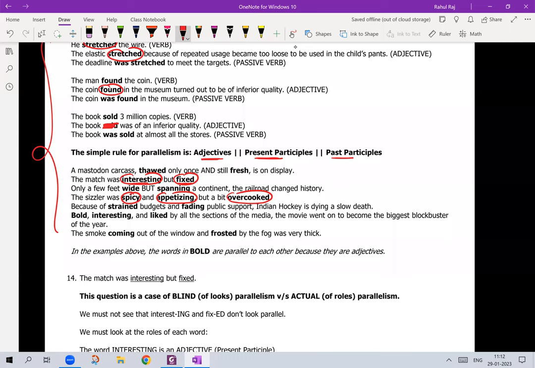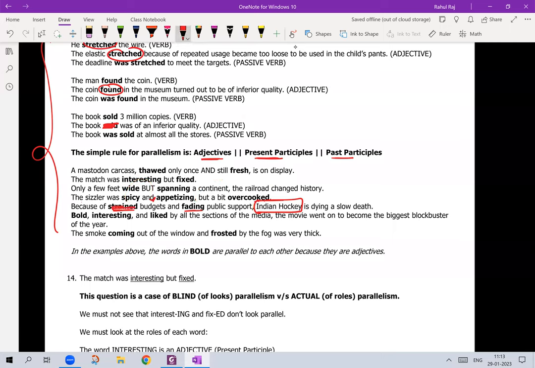Now see here: because of strained budgets, an adjective for budgets, fading public support, an adjective for public support, Indian hockey is dying a slow death. In this case also, Apurva, everything is going back to Indian hockey. You can say strained is an adjective for budgets, fading is an adjective for public support, right, Apurva? Yeah. But at the end of the day, it is all going back to Indian hockey only, no? It is referring all to Indian hockey. So it takes a little bit of understanding to figure out that it's not a direct relation, but at the end it's all pointing towards the same subject. The point is it's a direct relation, Apurva.